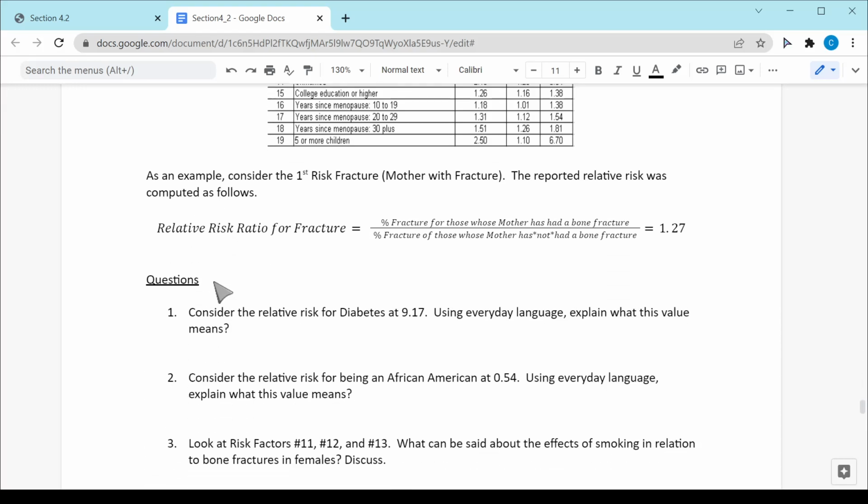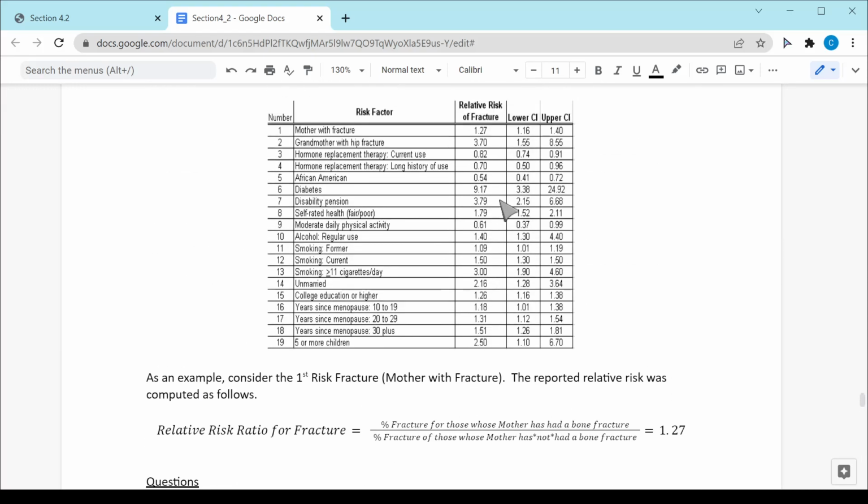The one that is least important in this list is the one that's closest to 1. So if I were to ask that on a test or something, I don't know, I have 882 here. 1.09 is pretty close there. That is smoking former. I think that is the closest one to 1. So being a former smoker does not really increase one's risk of a fracture or postmenopausal osteoporosis, because that's pretty close to 1. Remember, relative risk ratio close to 1 means there's no difference in the risk.